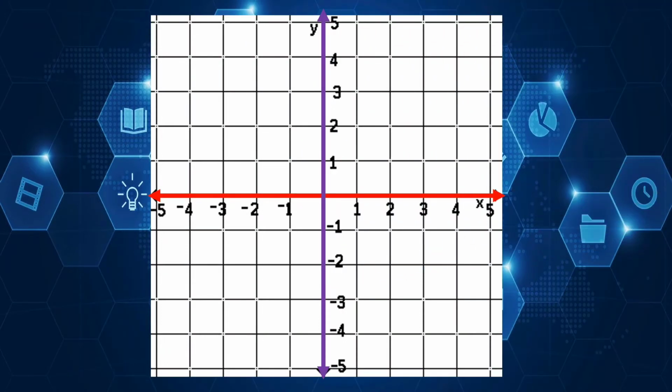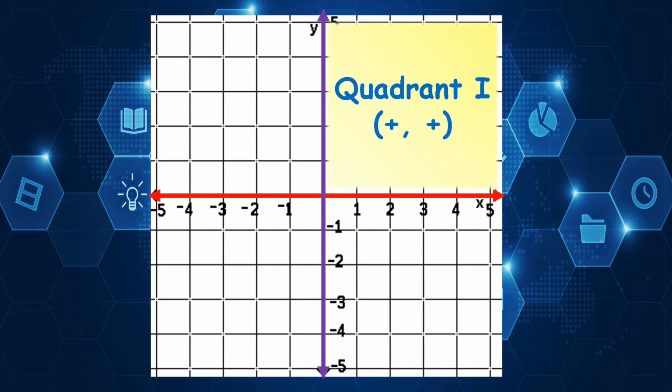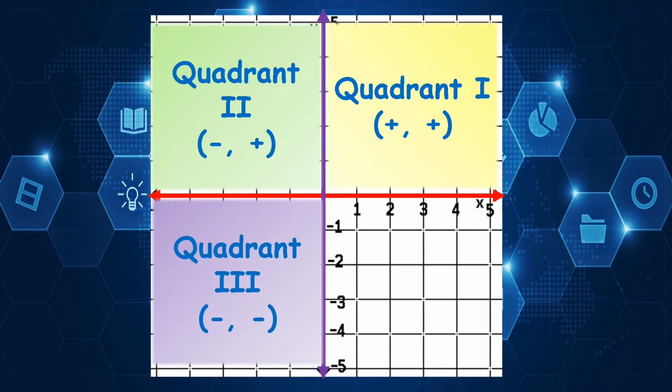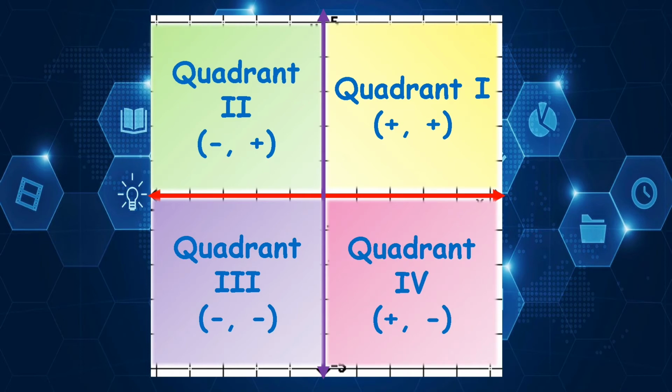You have already identified how to locate a certain point or coordinate in a Cartesian plane. Now let's go back to the quadrants. In quadrant 1, your coordinates will be both positive. Your x coordinate will be positive and your y will also be positive. For quadrant 2, your coordinate will be negative and positive. For quadrant 3, it will be both negative. And for quadrant 4, it will be positive and negative.